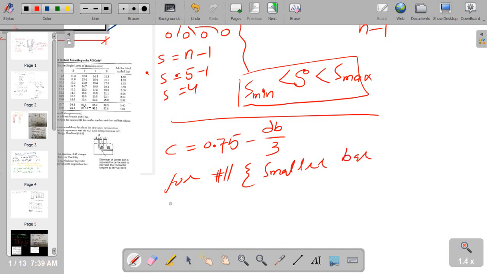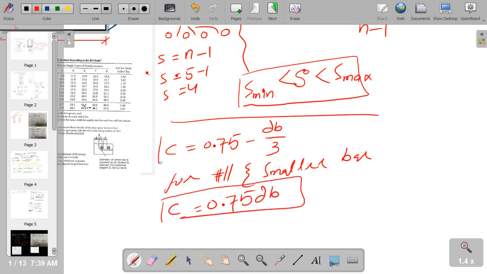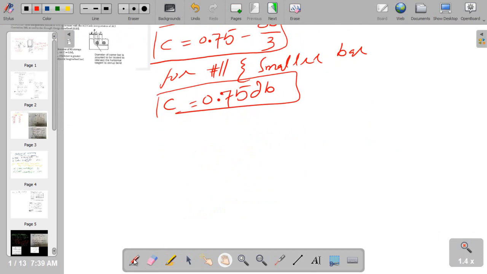While in some cases C will be equal to 0.75 times the diameter of the bar. We can use either this equation or this equation. This is the case when we have number 11 and smaller bars. This is case 1, this is case 2.